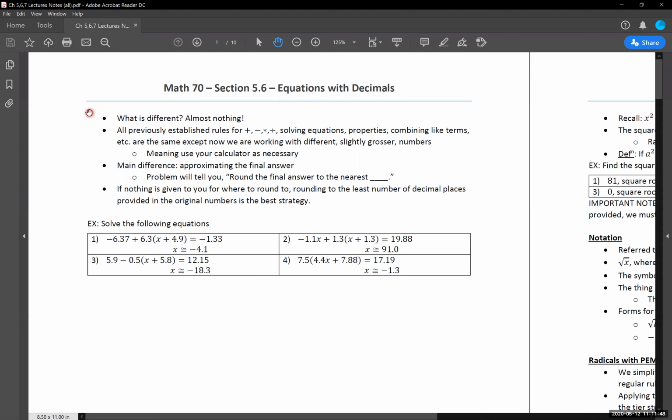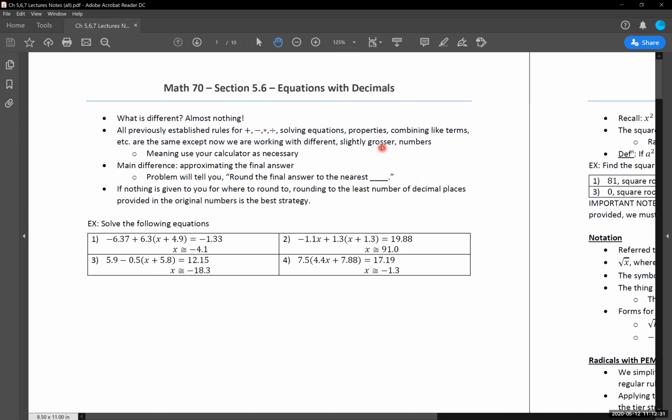So what is different? What's really changing in this section compared to its previous ones? Almost nothing, basically. All the previous rules that we have for adding, subtracting, multiplying, dividing, solving equations, properties with equations, how we go through them, our order of operations with that, everything is staying the exact same. The only difference is now we're going to have different, slightly grosser numbers, primarily being decimals. We could have one decimal place to them, 2 decimal places, 4, 5, whatever. This is pretty much the only thing that's going to be changing. We just have grosser looking numbers. That's about it.